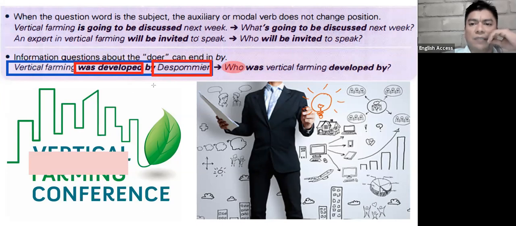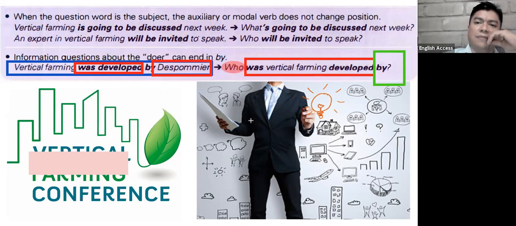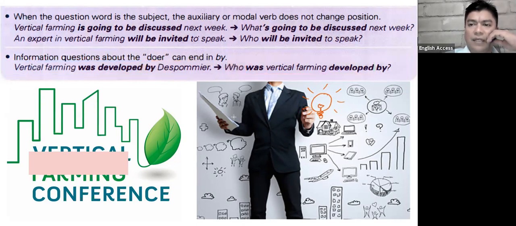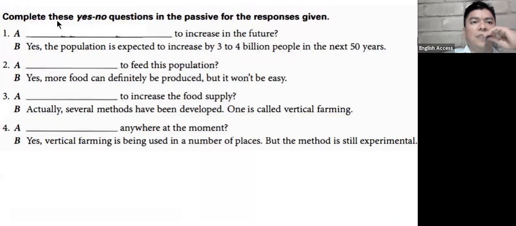Or vertical farming was developed? Who was vertical farming developed? And then we have the preposition at the end. By. Complete these yes, no questions in the passive for the responses given.